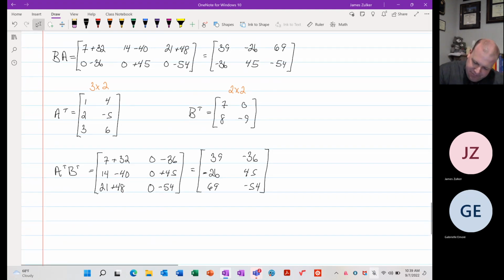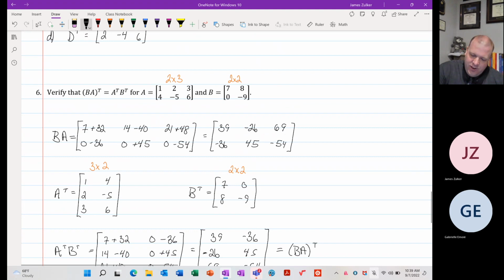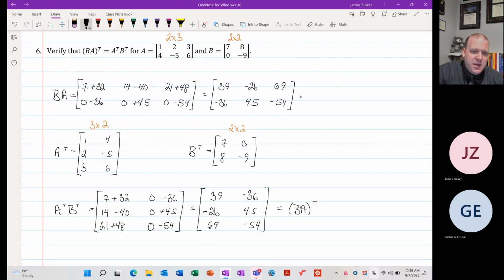Notice, right? That is the transpose of the B times A matrix we calculated above. Right, that is what we wanted to verify, right? So we're done. So that was problem set number 1.